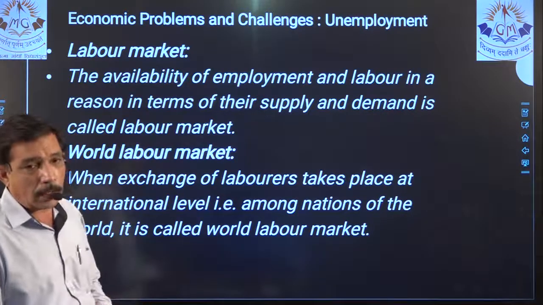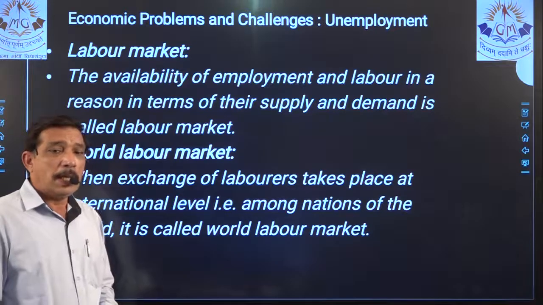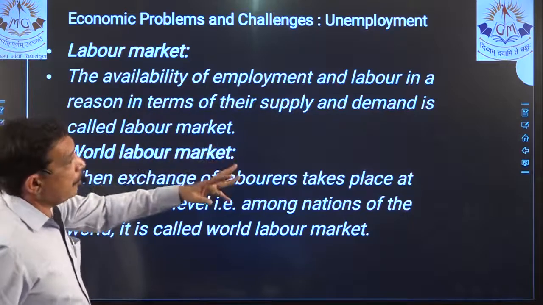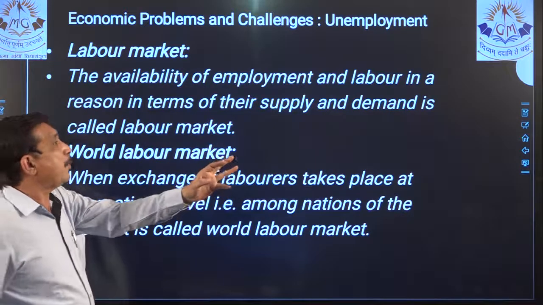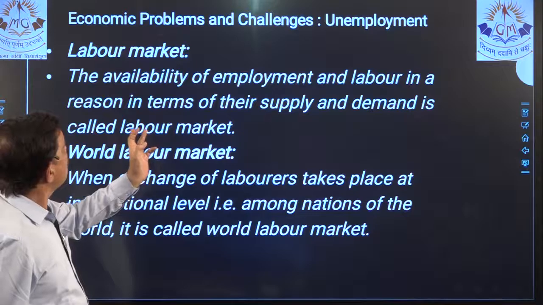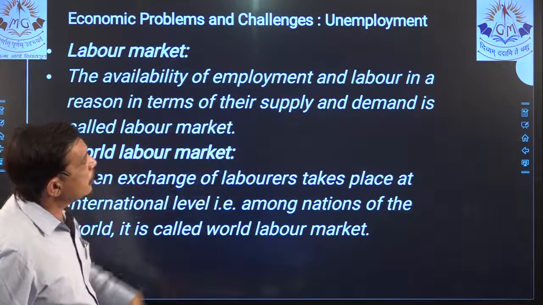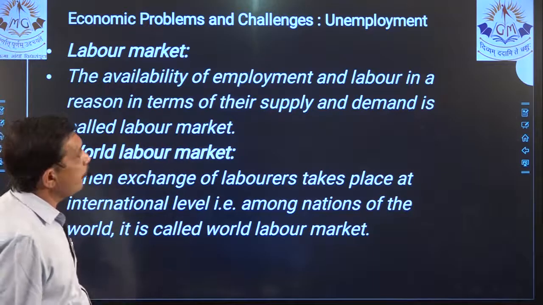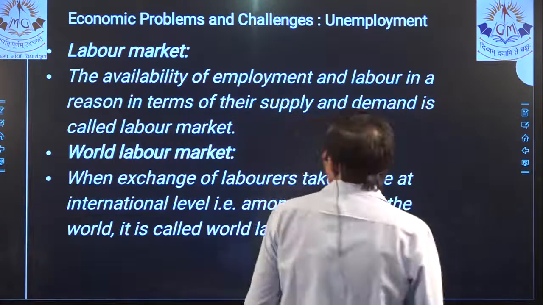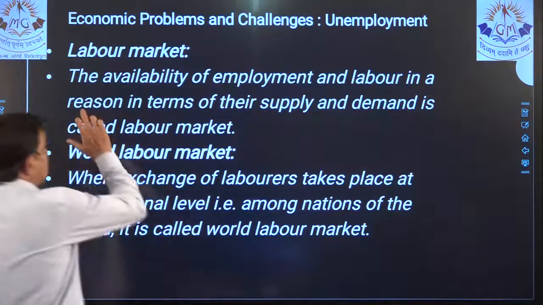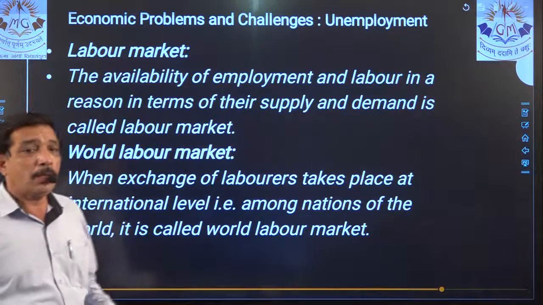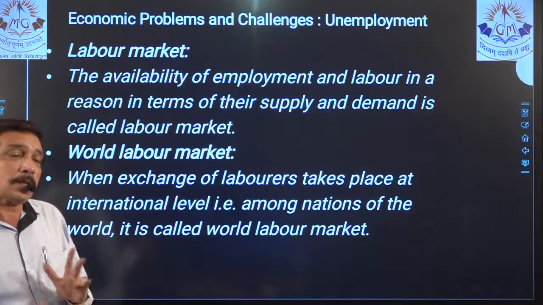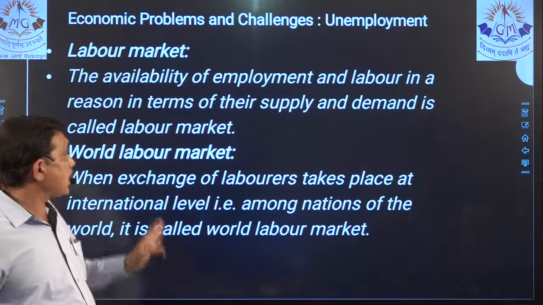Next, labor market. This is a very important topic, because after labor market we will come to world labor market. Availability of employment and labor in a particular season, in terms of supply and demand, is called labor market. Now, world labor market.